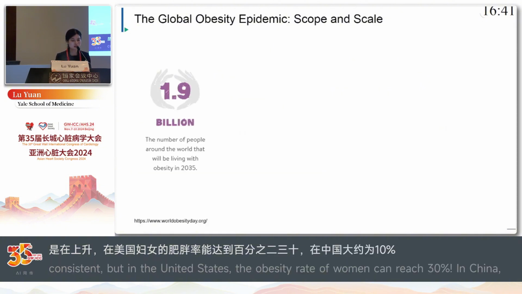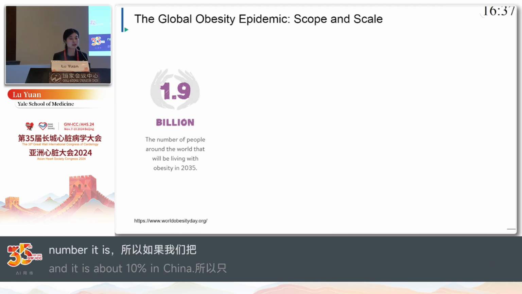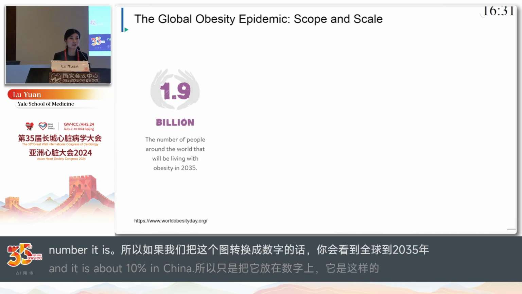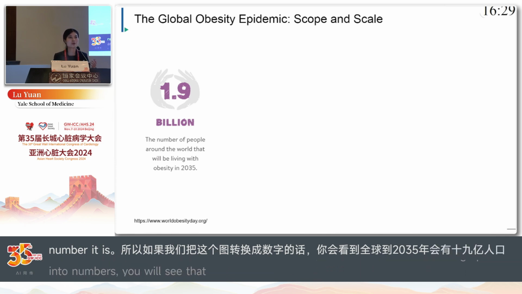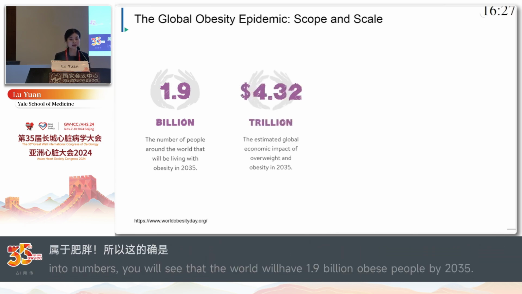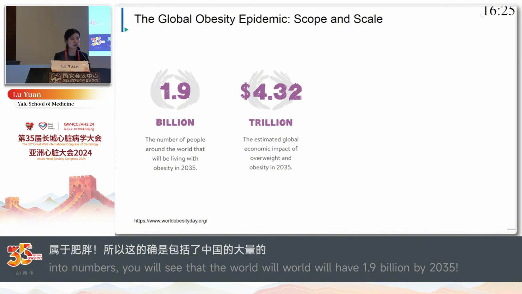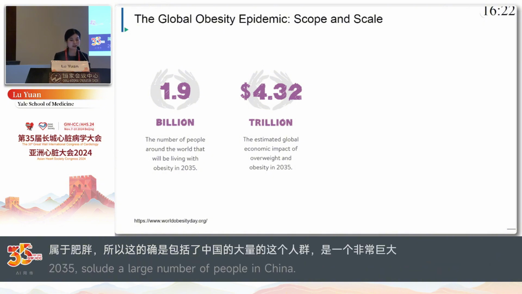Just to put it into numbers, it is estimated that the number of people around the world living with obesity in 2035 will be 1.9 billion. So it's greater than the total number of people in China. It's a huge market. The estimated global economic impact of overweight and obesity in 2025 is $4.32 trillion.